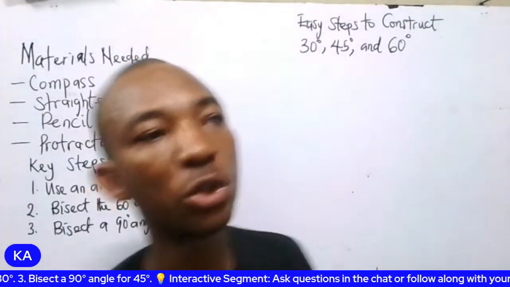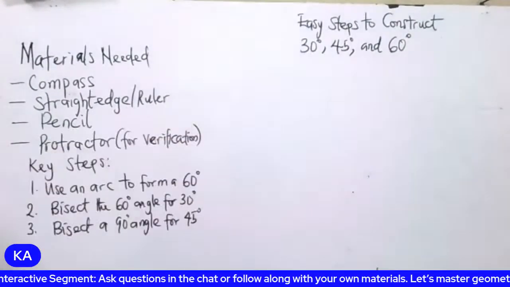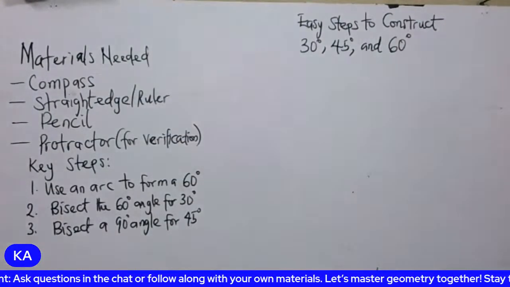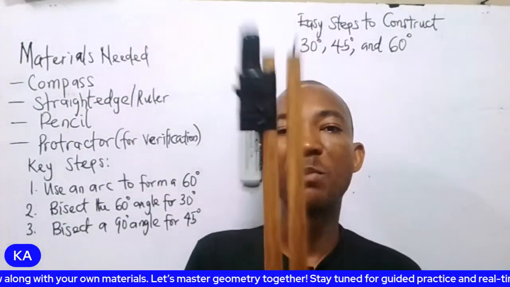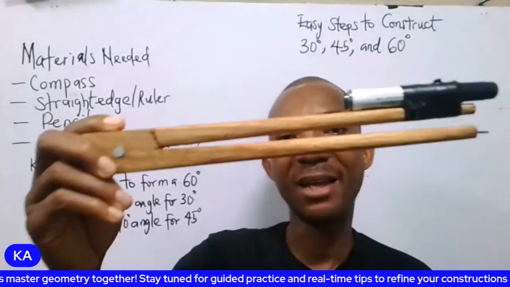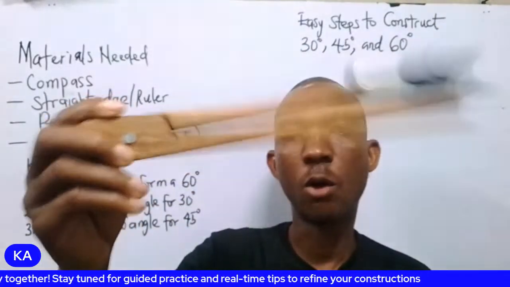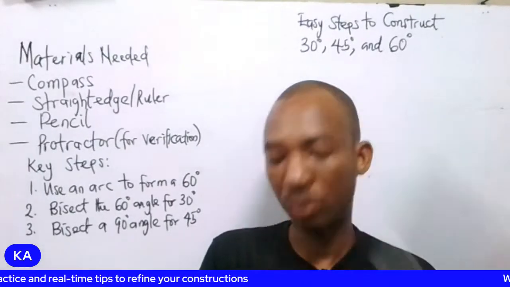So the first thing I'm going to show you is the compass. I have my compass here, just like the one you have in your mathematical set, but mine is the teacher's mathematical set. Can you see mine? Yes, it's the teacher's compass. This is what we use in constructing an angle.